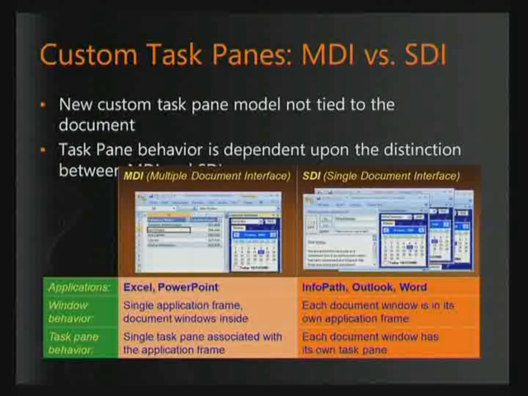Now, there's another trick to this, and that is the task pane is associated with the window and the application. So Excel and PowerPoint create one application, and then inside they will create their own window for each PowerPoint deck you're working on, for each spreadsheet you're working on. These other applications, InfoPath, Outlook, and Word, always just create a new version of the window every time you open up a new file.